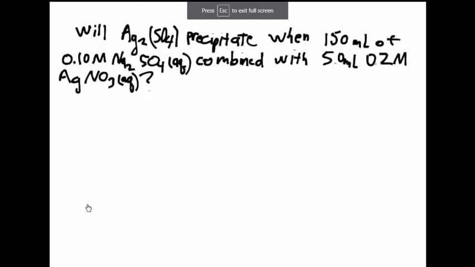So here we have a potential double replacement reaction. We are combining these two aqueous solutions, and if there's a whole lot of silver and sulfate ions, silver sulfate might precipitate. This problem involves the solubility quotient, Q.